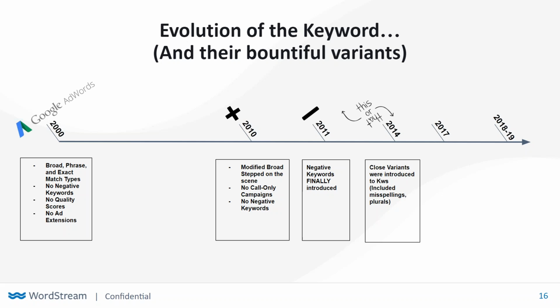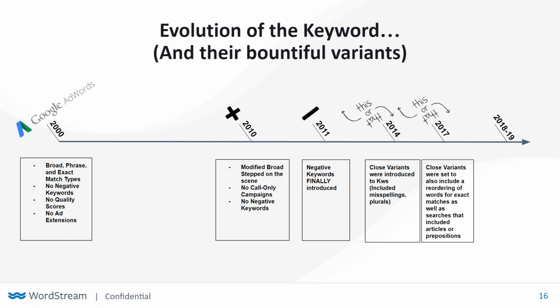2014 introduced the first Google close variant rule. This included strictly misspellings and plurals. What a simple time. Fast forward to 2017, when close variants were set to include reordering of words for exact matches, as well as searches that included articles and prepositions.